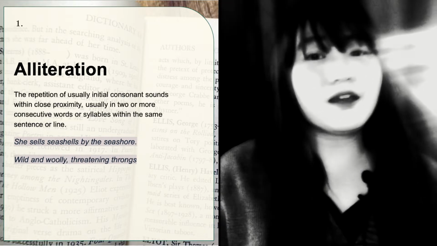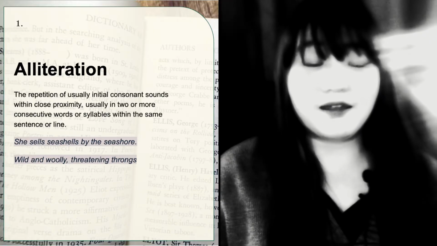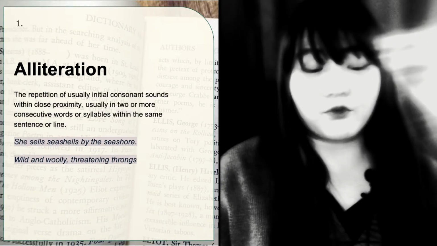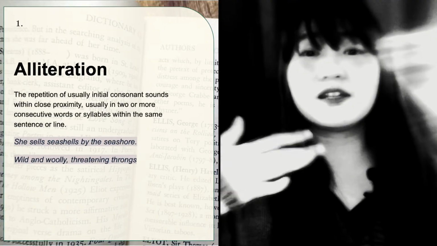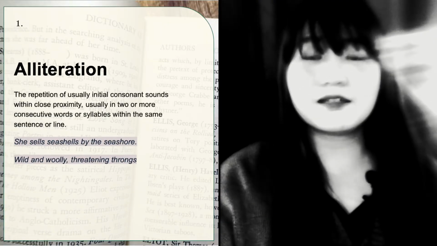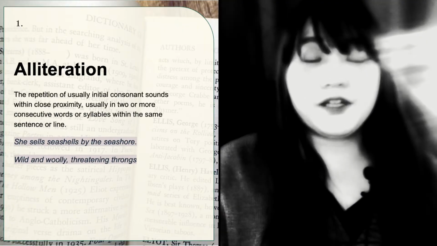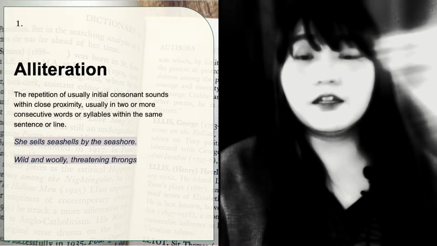For example, the infamous tongue twister, "She sells seashells by the seashore." All of these words start with S, except for "by" and "the." And so you can hear the susurrus, the S repeating itself, sounds like the sound of waves. "Wild and woolly, threatening throngs" is another example of alliteration.